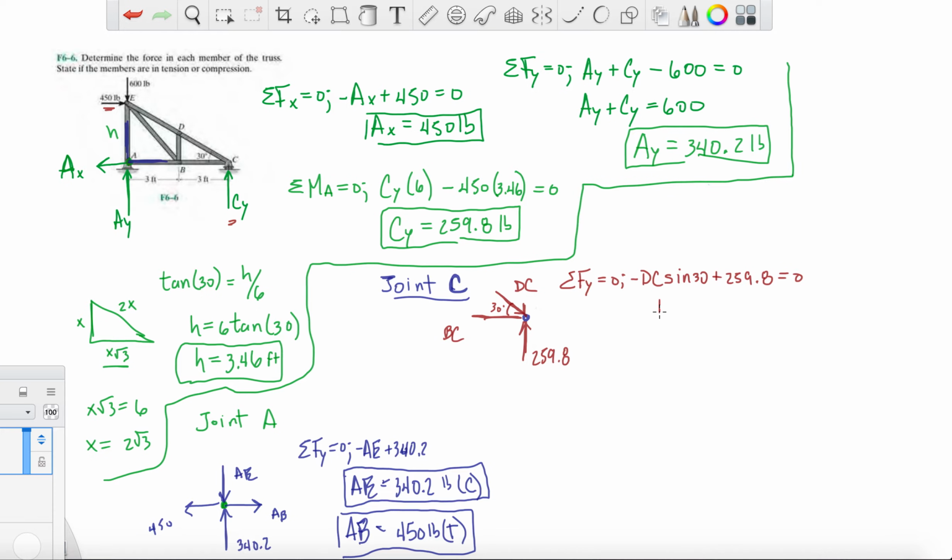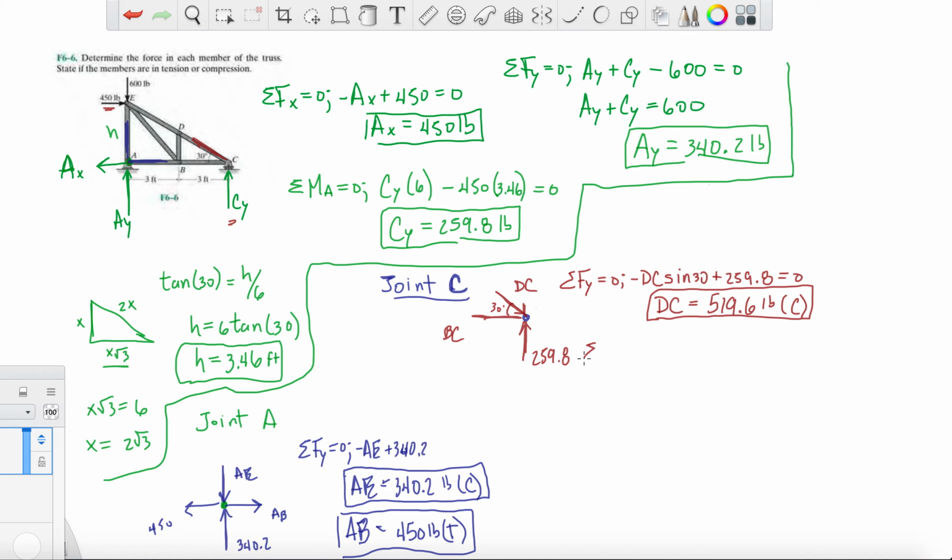So then here we get DC. Move everything to the right side. Do that on your calculator, 519.6-ish pounds. And I drew it in compression. Again, when the arrow is pointing into the joint, that's compression. Okay. So that's another member we just found. DC, so right here. And because we just found DC, now we can unlock BC.